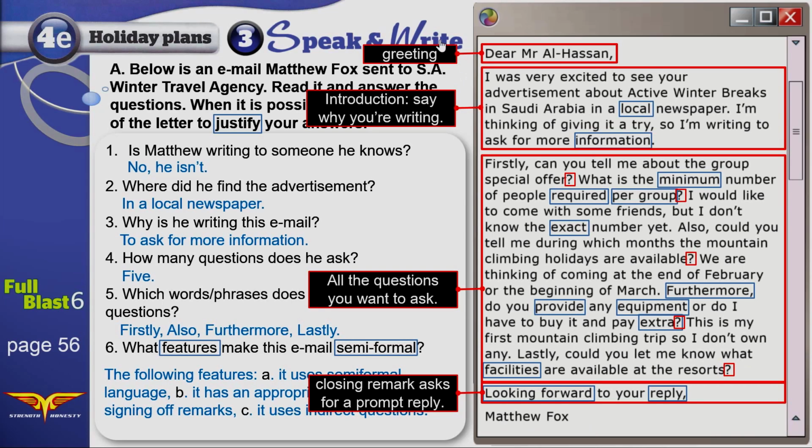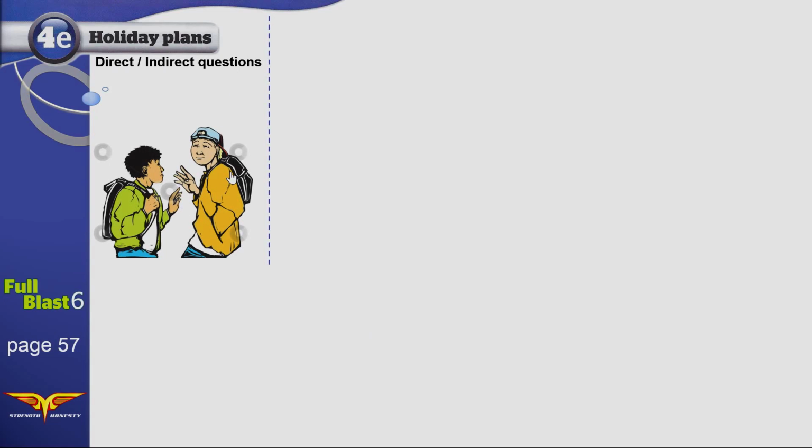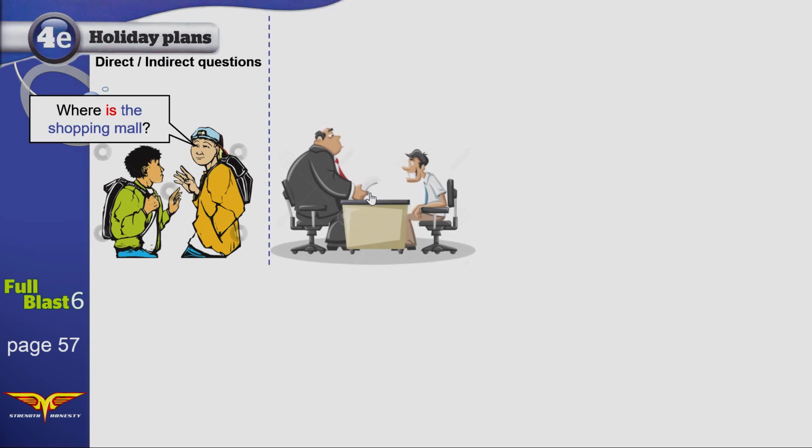Okay, now remember these steps. And when you write questions, you use indirect questions. We will talk about this now. What are direct and indirect questions? What are they? These are two friends. One of them is asking the other, where is the shopping mall? These two are not friends. They don't know each other very well.